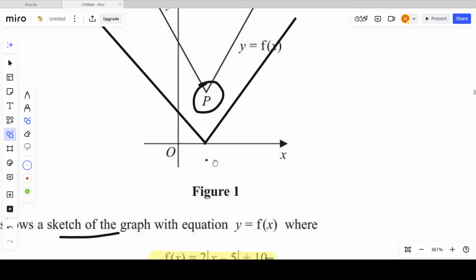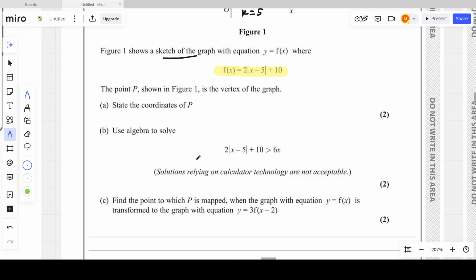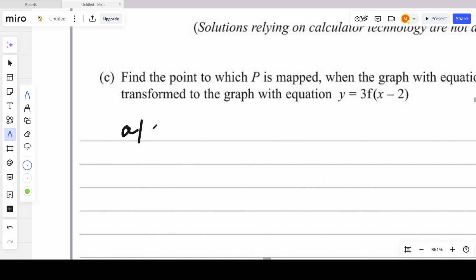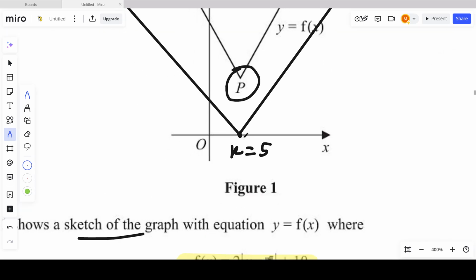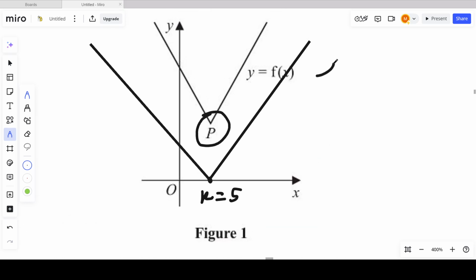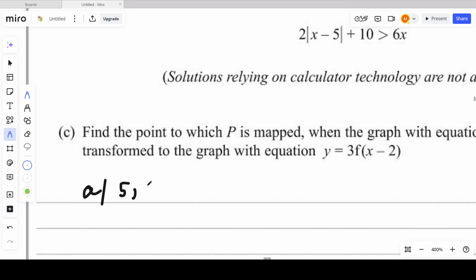At this point the x value is 5. We got the x coordinate of point P. Since it only has vertical transformations, the x coordinate of the vertex will remain as it is, so the x coordinate is 5. And what would be the y coordinate? For the graph of y equals modulus of x minus 5, the x value is 5 and the y value is 0. So 0 times 2 is 0, plus 10. The y coordinate of point P would be positive 10.